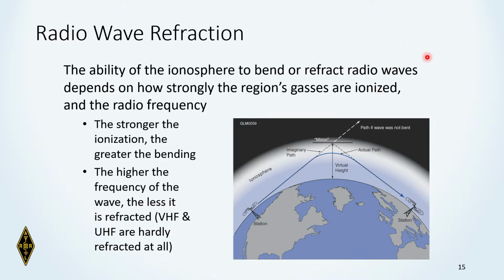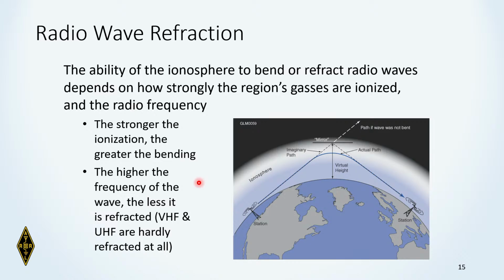So this is probably obvious from the previous discussion, but the ability of the ionosphere to bend or refract radio waves depends upon how strongly the region's gases are ionized and the radio frequency, because there would be a lot more free electrons up there with greater ionization, and that's what interacts with the radio waves. The stronger the ionization, the greater the bending. That's why we love sunspots, but that's in the next section.